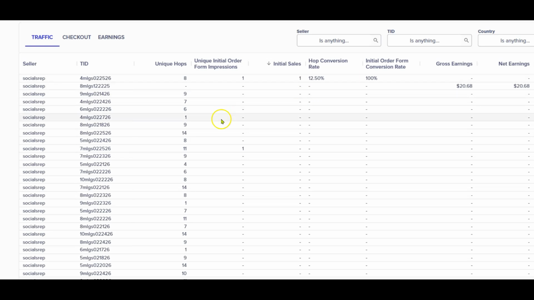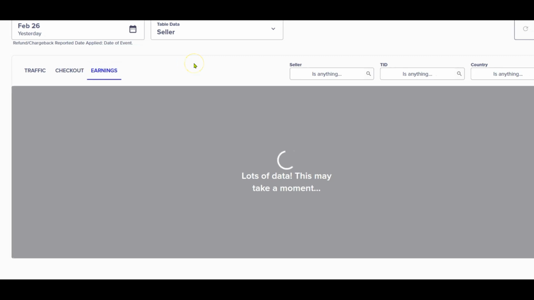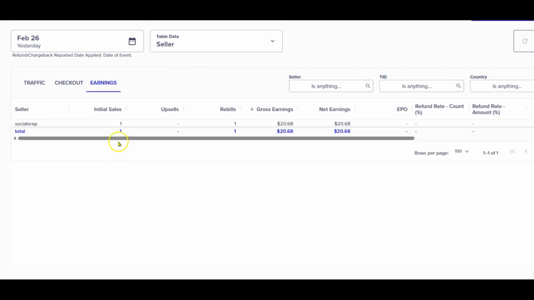We got a new trial sale and a rebill. Go up here to the earnings tab, and that's where we ended up here for the 26th: one initial sale, one rebill at $20.68. So that's good. Let's go check out the detail for this sale now.